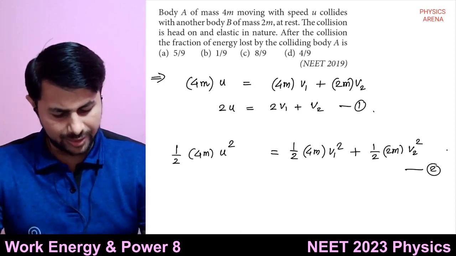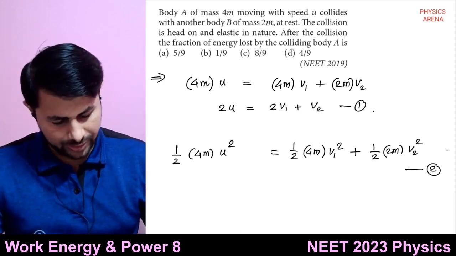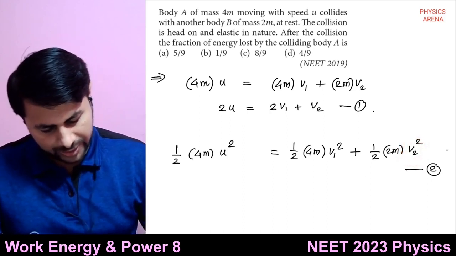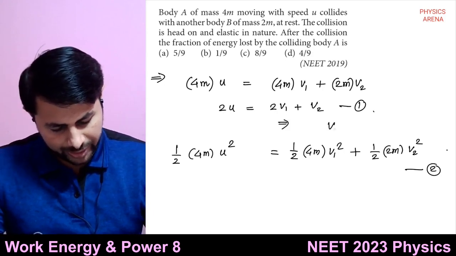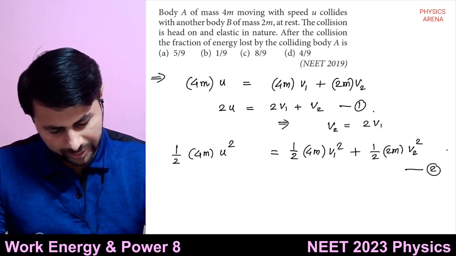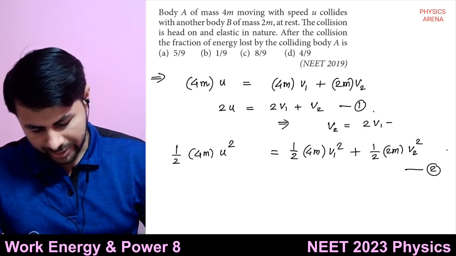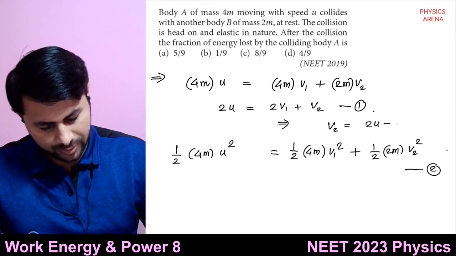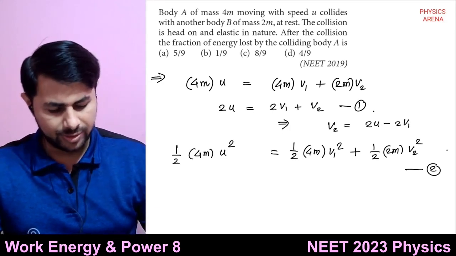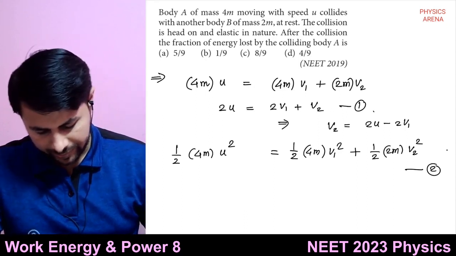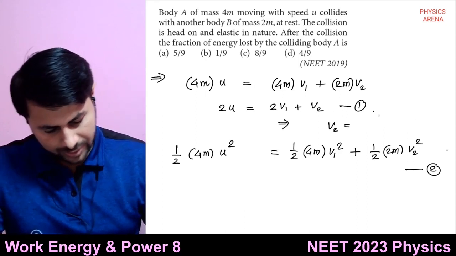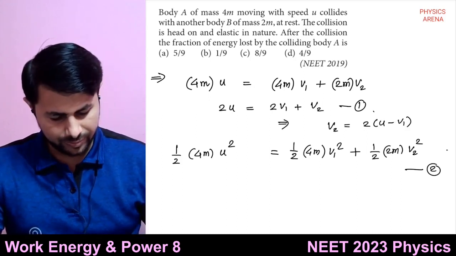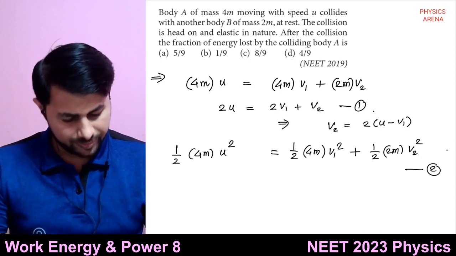Okay, and then we can substitute for v2 here. So what will be v2? From this first equation, what do you get? v2 is equal to 2u minus 2v1, or 2 times u minus v1. This is what you get. Okay, so let's substitute that here.